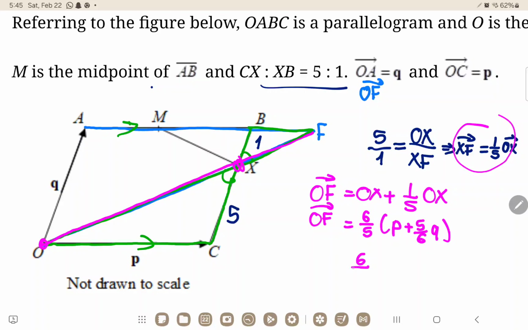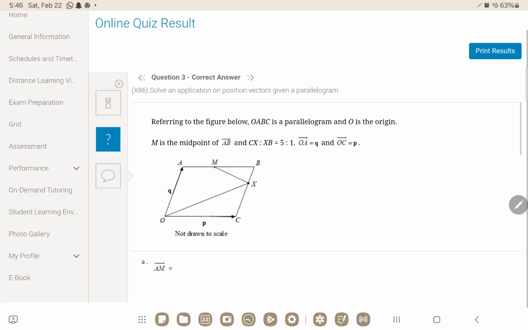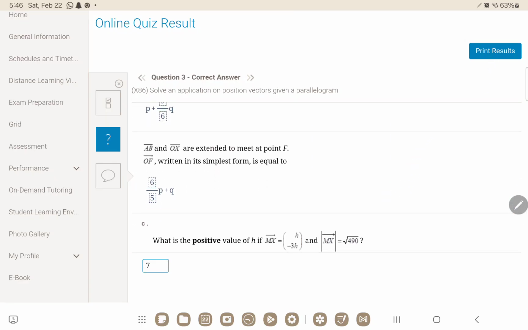Now distribute 6 over 5P plus 6 over 5 times 5 over 6Q. 6 cancels with 6, 5 cancels with 6, so technically we have Q. And that's the answer. OF equals 6 over 5P plus Q. That is it for this question. It takes a bit long, but it's really easy once you actually get the idea. So that's the first 3 parts.